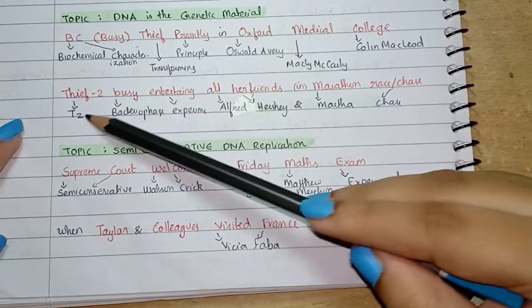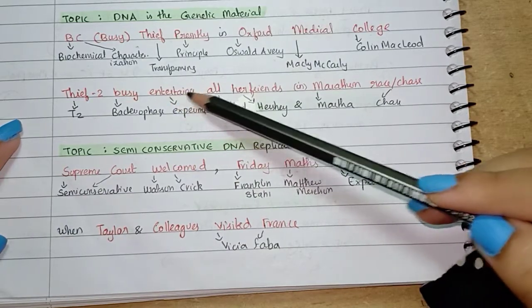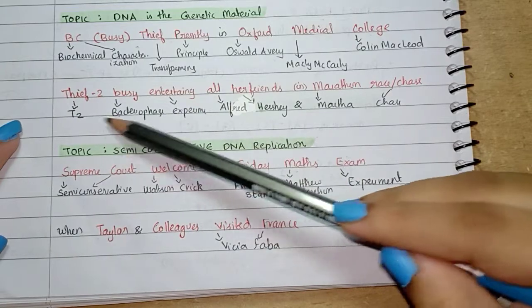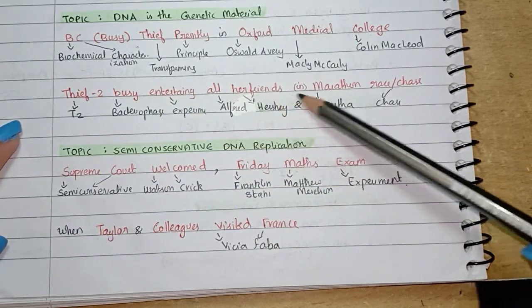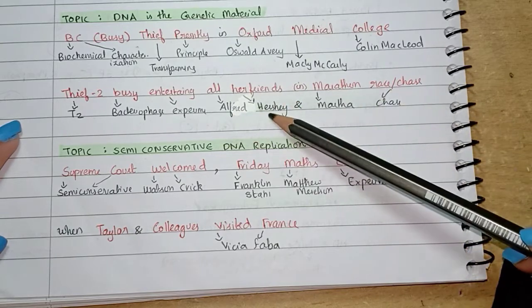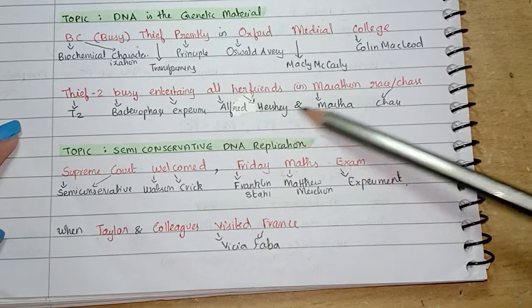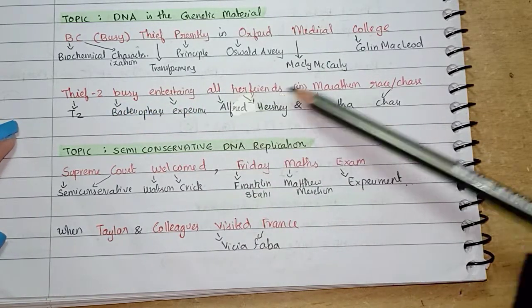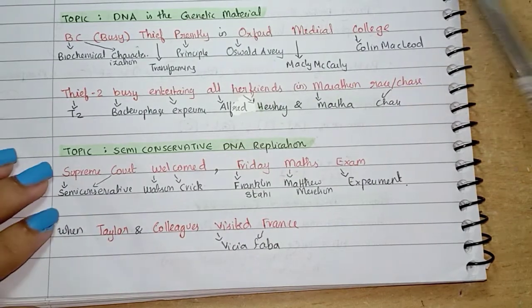So thief 2 for T2, busy for bacteriophage, entertaining, that is for experiment. So the T2 bacteriophage experiment was done by all her friends in marathon race or chase, that is Alfred Hershey and Martha Chase. Okay, Alfred Hershey and Martha Chase. So thief 2 busy entertaining all her friends in marathon race or chase. You can learn it as race or chase.